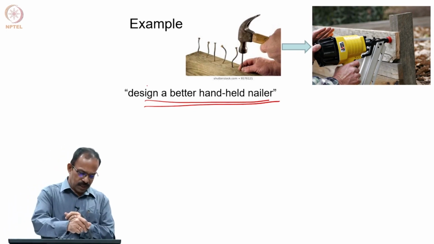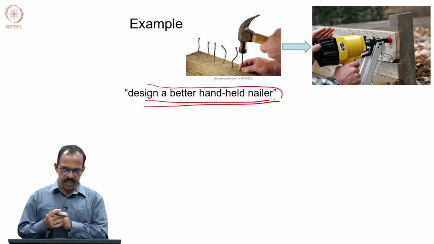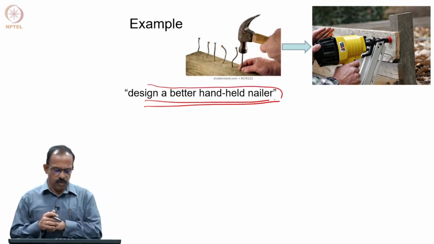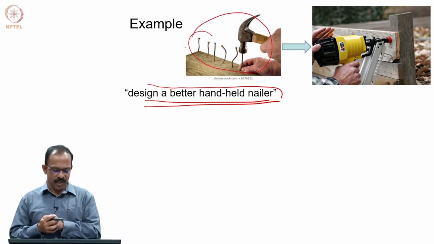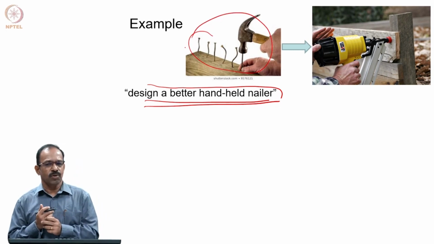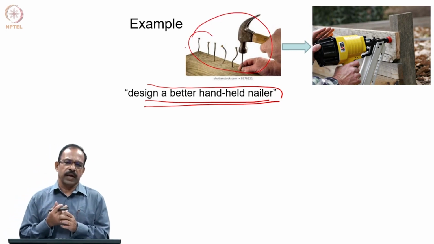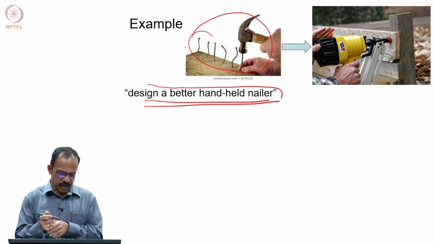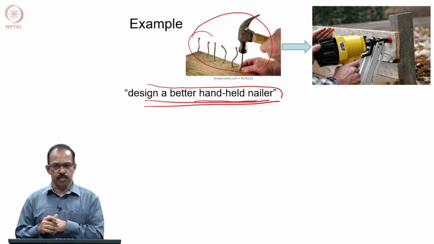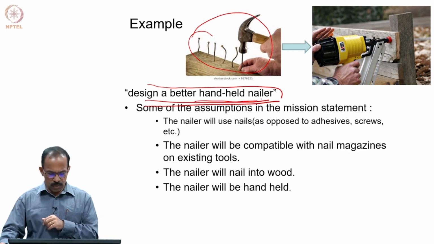I already explained this in the previous class. If you are using a conventional hammer for nailing, you have a lot of difficulties. So, someone wants to make it a handheld or electrically operated handheld nailer. That is the requirement. Now, you want to solve this.